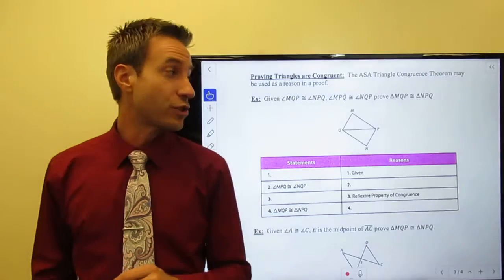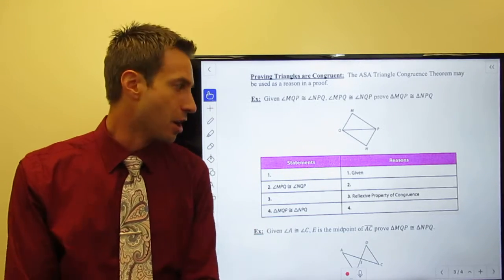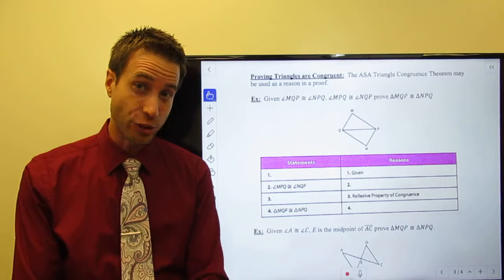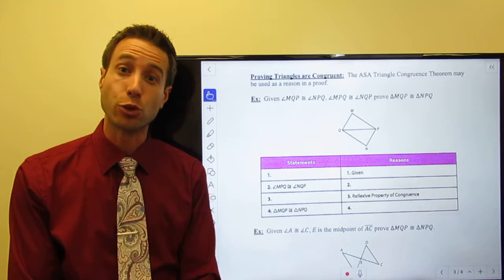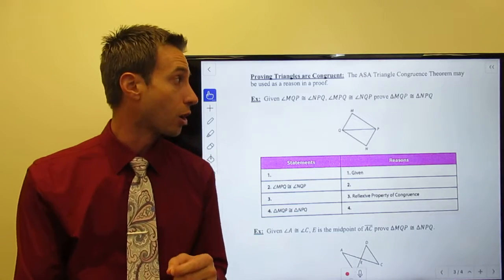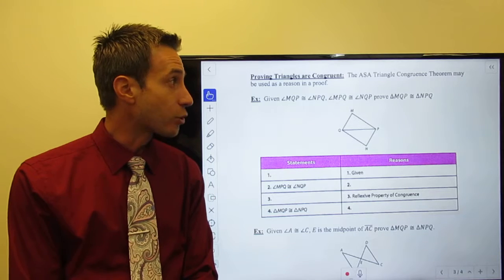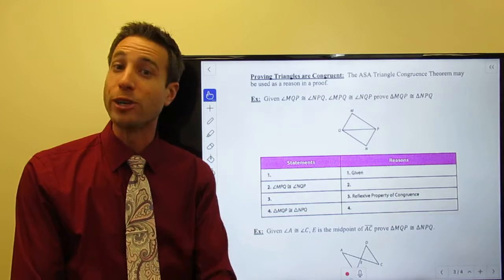Alright guys, welcome to this page of the notes, and you should recognize these. We've been doing them here pretty much the entire year so far in geometry. It's a two-column proof. What we're going to do is complete these two-column proofs using the angle-side-angle triangle congruence theorem. Let's just go ahead and jump right into these.